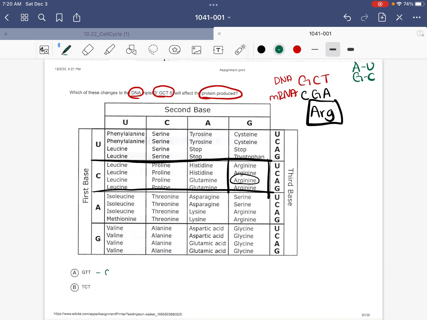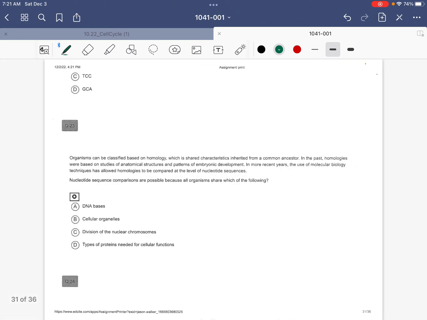So GTT, again, is CAA, and the amino acid CAA is glutamine. So that one is going to affect the protein because it would be a different amino acid. Let's go on to the next one. TCT, that is AGA. So we have A, G, and A. That is also arginine. So that is like our original. This one is good. There is no change.